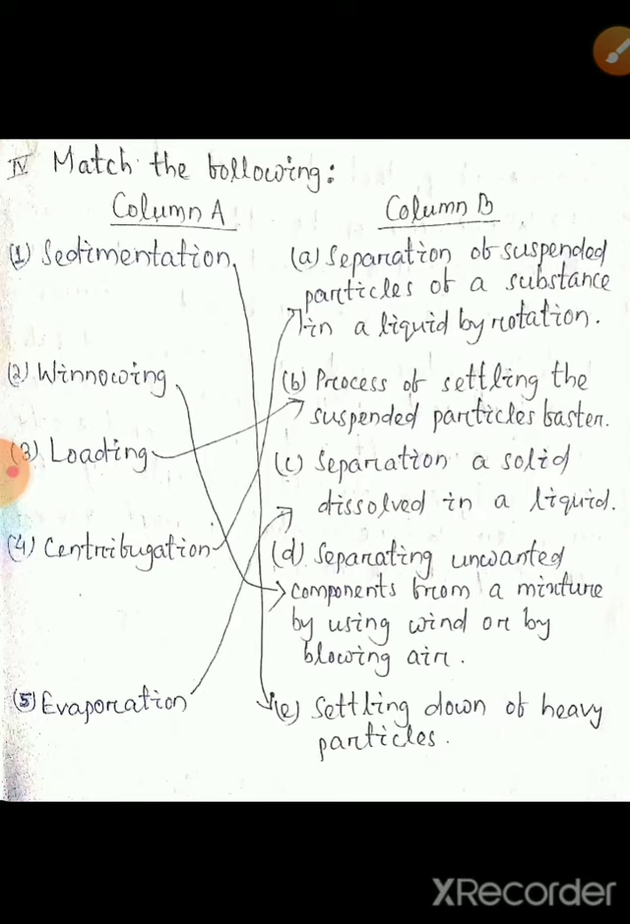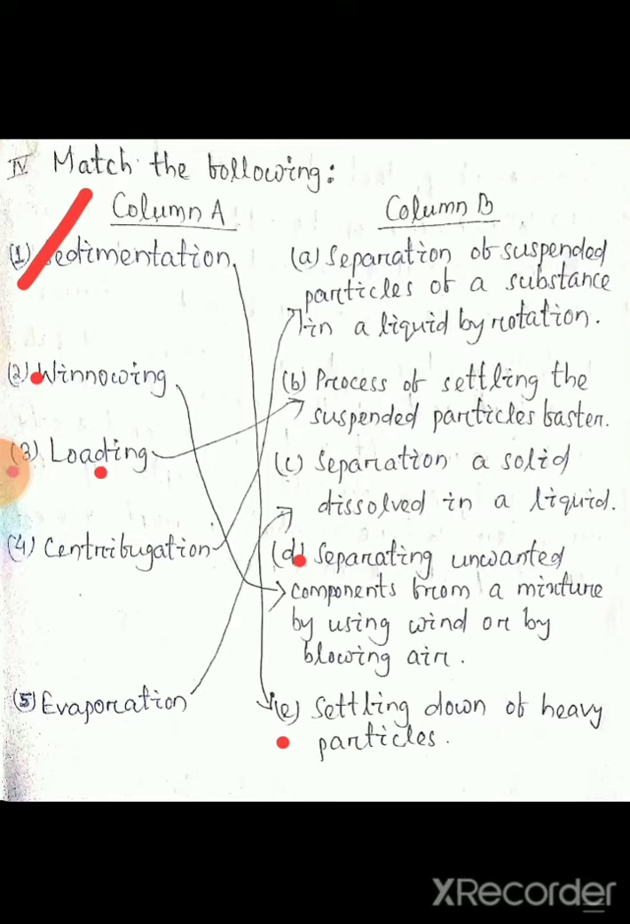Sedimentation is the settling down of heavy particles in a mixture. So bit E is the right answer related to sedimentation. The next word is winnowing. Out of these sentences, bit D is the right answer because winnowing is the method of separation in which we can separate unwanted components from a mixture by using wind or by blowing air. So bit D is the right answer for winnowing.